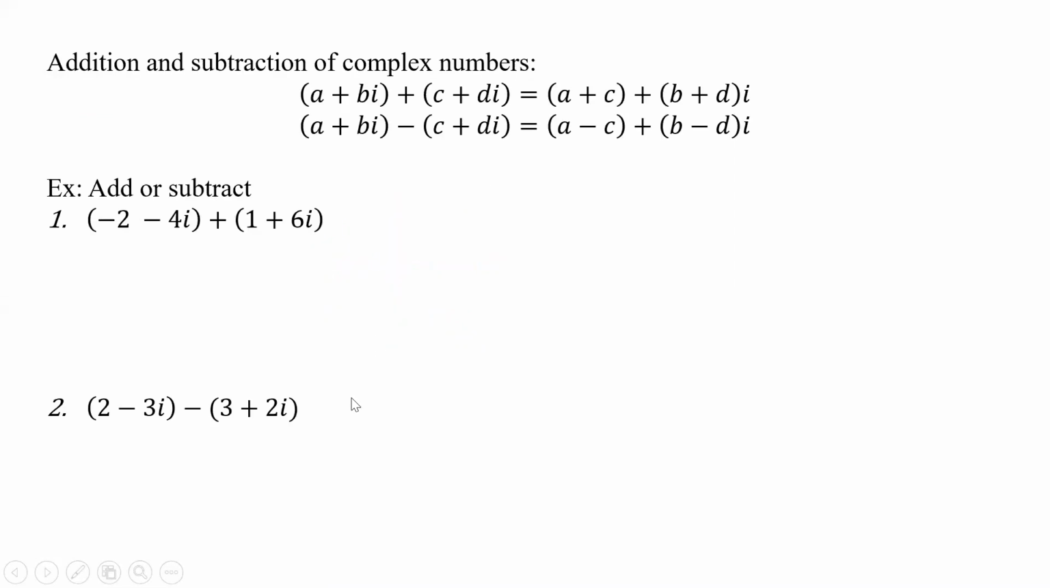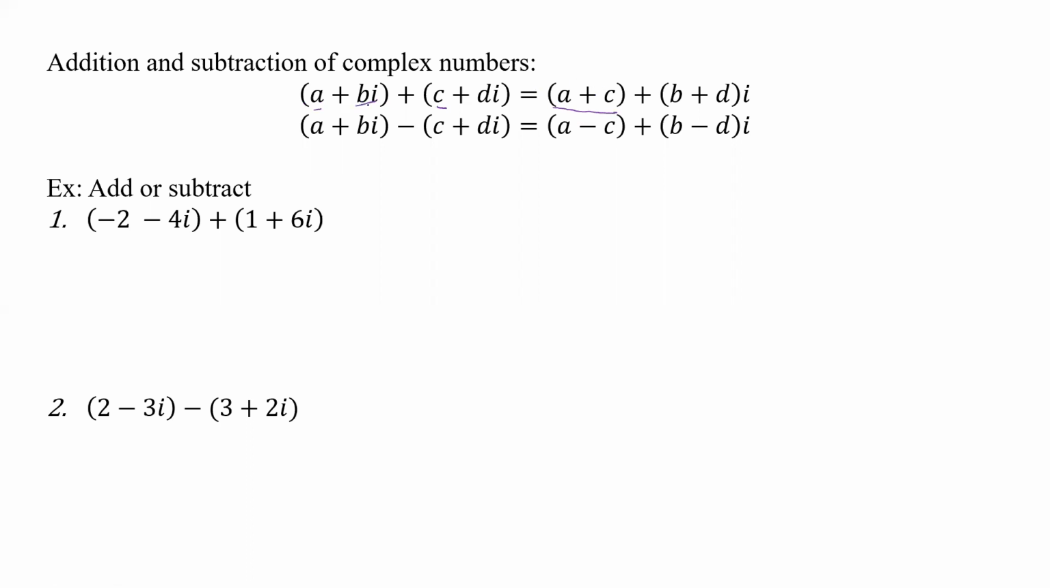All right, so this gets to the point where we're going to add and subtract complex numbers. Adding and subtracting, really what we're going to look at is real parts and imaginary parts. So if we have a plus bi, and we're going to add to that c plus di, the real parts are the a and the c. So we're going to put those together and say, what is a plus c?